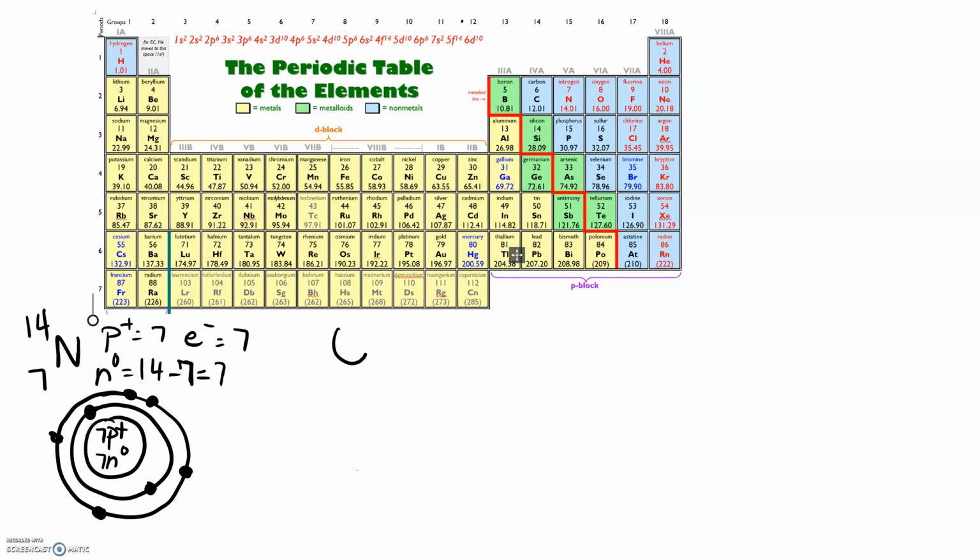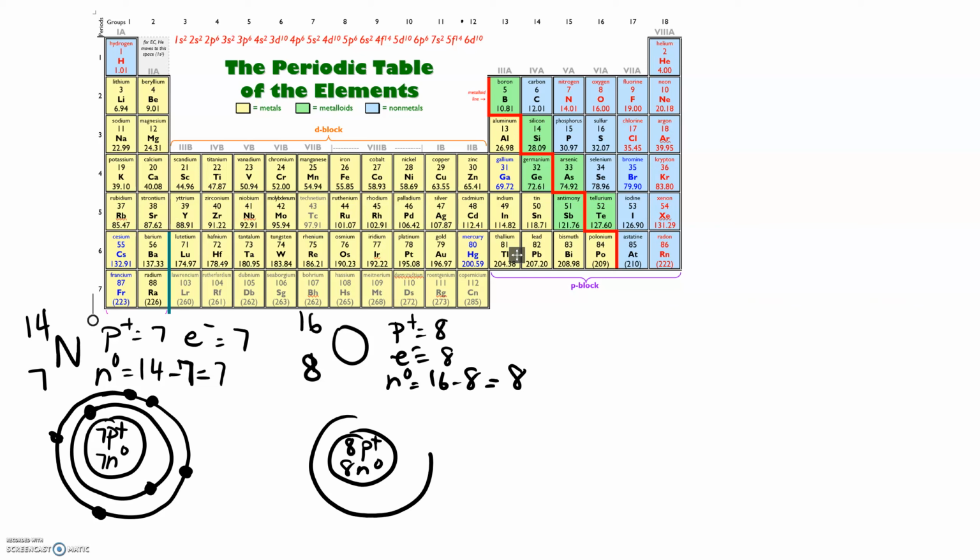Let's do oxygen. The atomic number of oxygen is 8 and the mass is 16. Your protons for oxygen are 8, electrons are 8, neutrons are 16 minus 8, which is 8. Here's the Bohr model. You're going to put 8 protons and 8 neutrons. And as I'm going around, I'm drawing the circles.